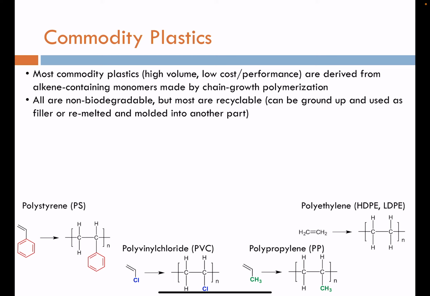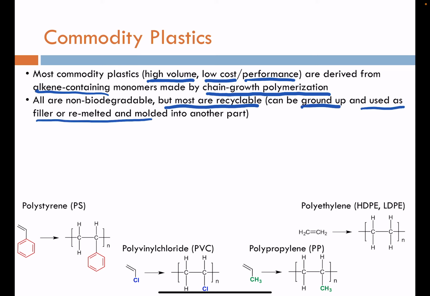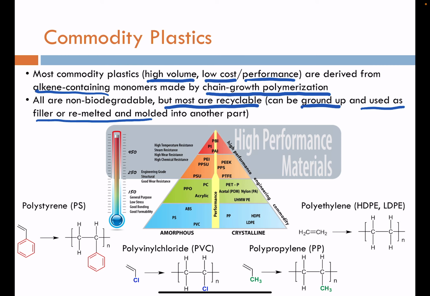So with that, we can now discuss a little bit about commodity plastics. Most commodity plastics are what we experience in everyday life. They're produced in high volume, they have to be low cost and yet be high performance so that they can serve as a decent product for their ultimate purpose without failure. These tend to be derived from those alkene monomers, so that is to say they will be made by chain growth polymerization typically. Most of them are non-biodegradable. And most can be recyclable, so that is they can be ground up or used as filler or remelted, remolded, re-thermo processed into another part.